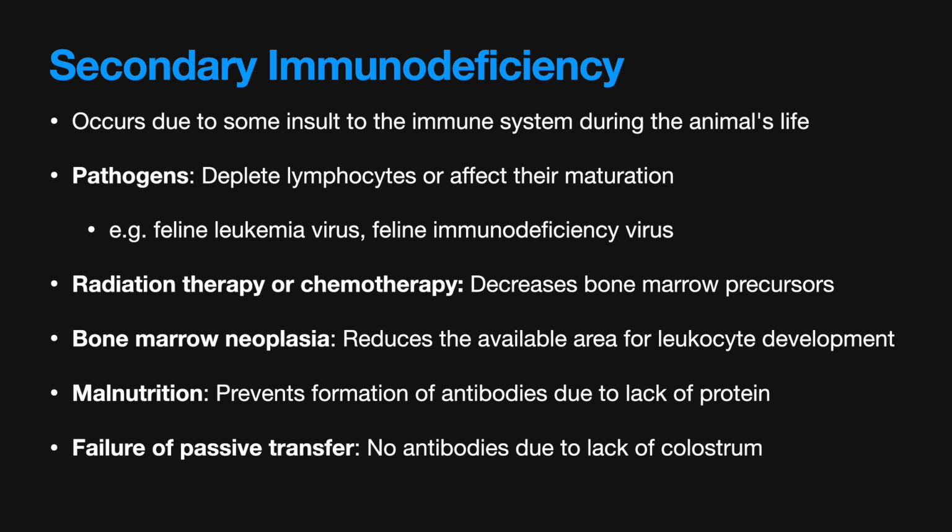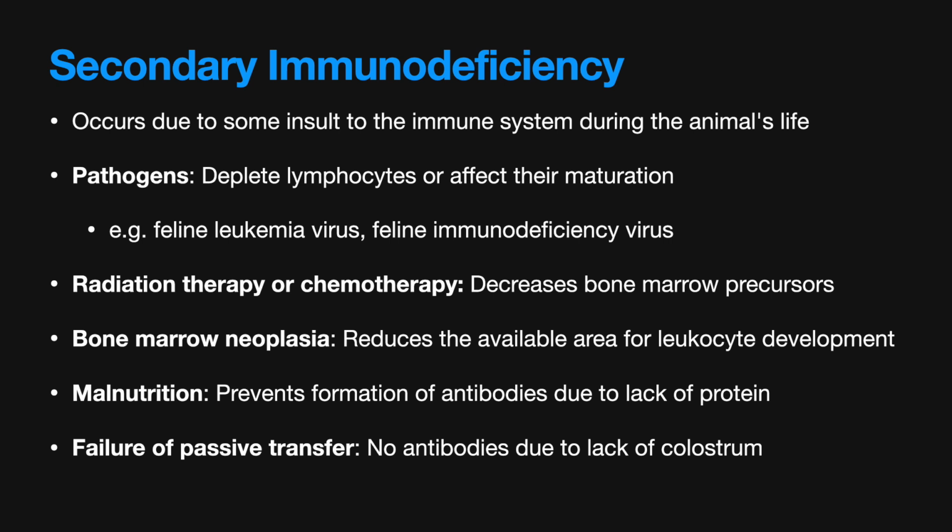Finally, we have secondary immunodeficiencies. These occur due to some insult to the immune system during the animal's life. Here are a few example causes of secondary immunodeficiency. Pathogens can cause immunodeficiency by depleting lymphocytes or by affecting their maturation. A few examples of this include feline leukemia virus and feline immunodeficiency virus.